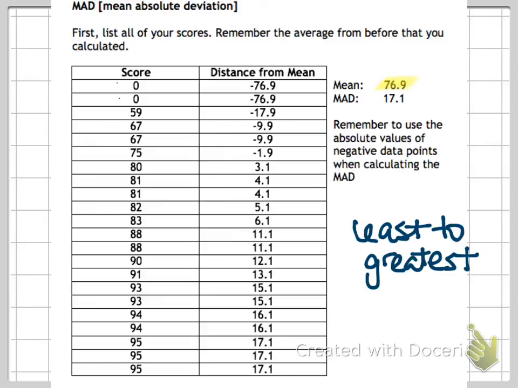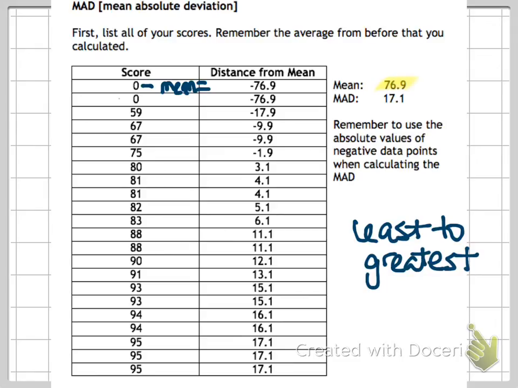To calculate the MAD, what you then do is subtract the mean from whatever that grade is. So 76.9 here minus nothing is negative 76.9. Remember that you're subtracting this grade. I think I wrote this incorrectly. I apologize for that. This would be the grade minus the mean. Yeah, I wrote it wrong. I'm sorry.